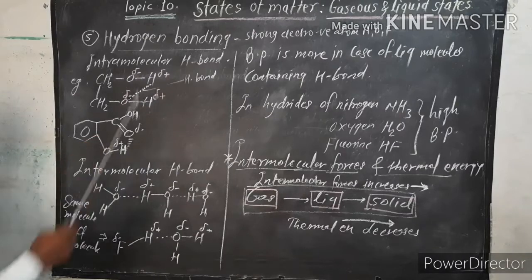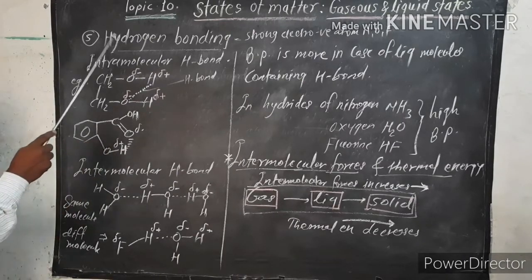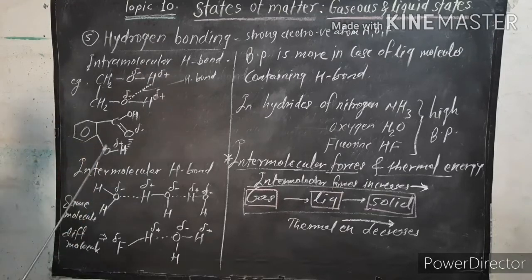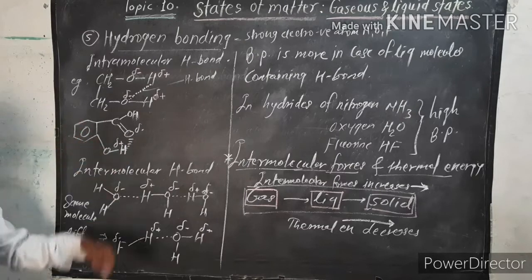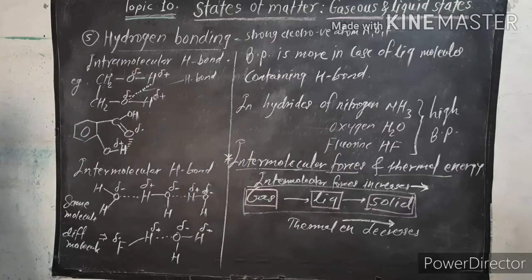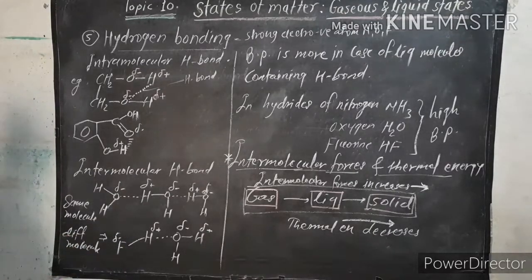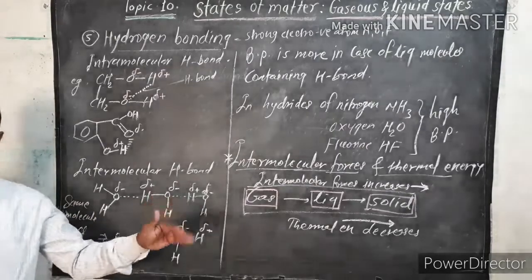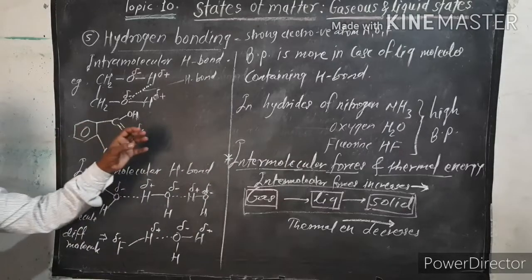Now we are going to study the fifth type of intermolecular force, hydrogen bonding. What do you mean by hydrogen bond? A hydrogen bond is the electrostatic force of attraction between the positively charged hydrogen atom of one molecule and a highly electronegative atom of another molecule. So it is called the hydrogen bond.